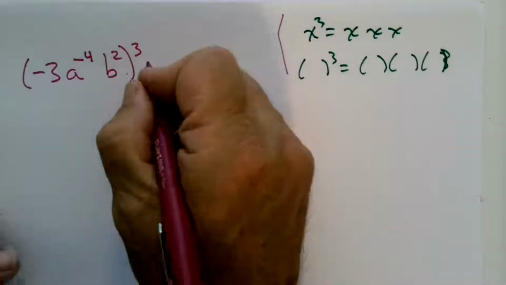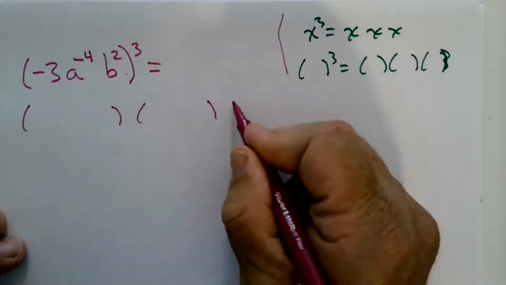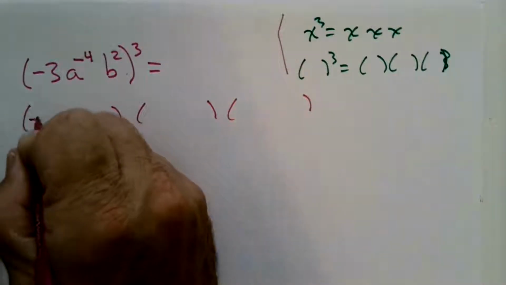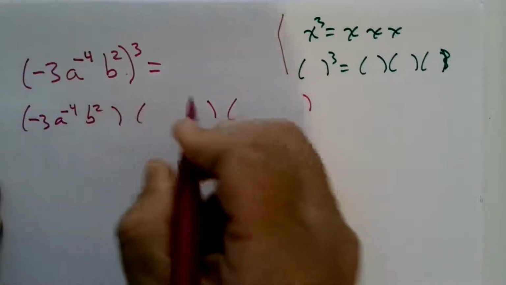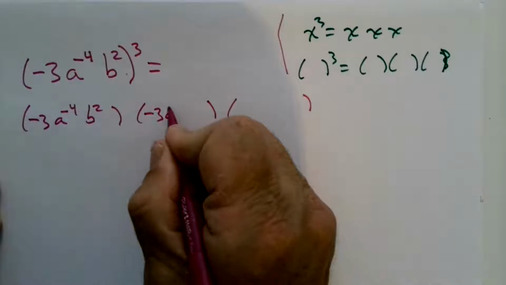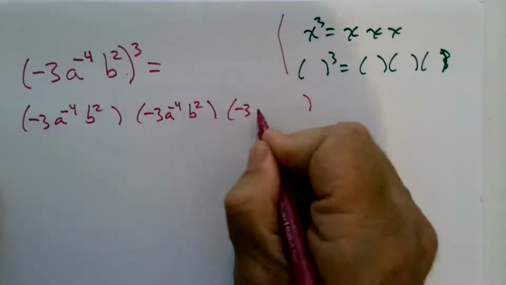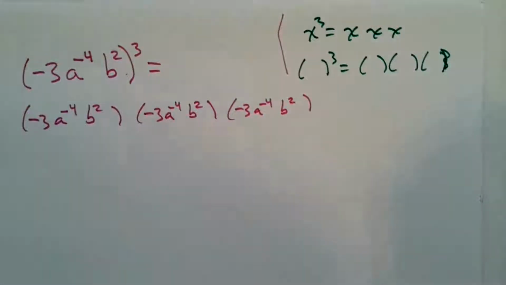So I'm just going to write down this parentheses 3 times. 1, 2, 3. What's in there? Negative 3, a to the negative 4, b squared. Negative 3, a to the negative 4, b squared. Negative 3, a to the negative 4, b squared.